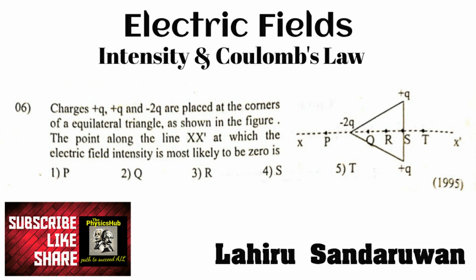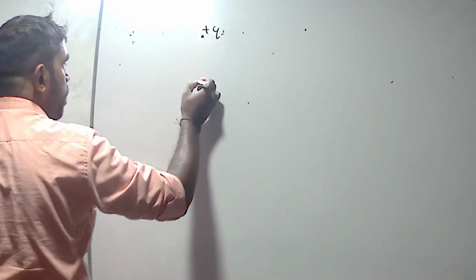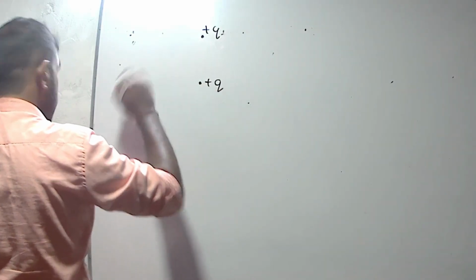Charges plus Q and minus 2Q are placed at the corners of an equilateral triangle, as shown in the figure. At which point along the line XX dash is the electric field intensity most likely to be 0? Plus Q, minus 2Q.